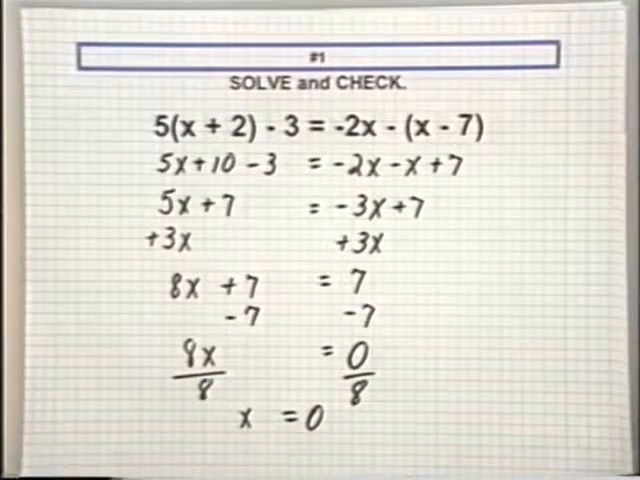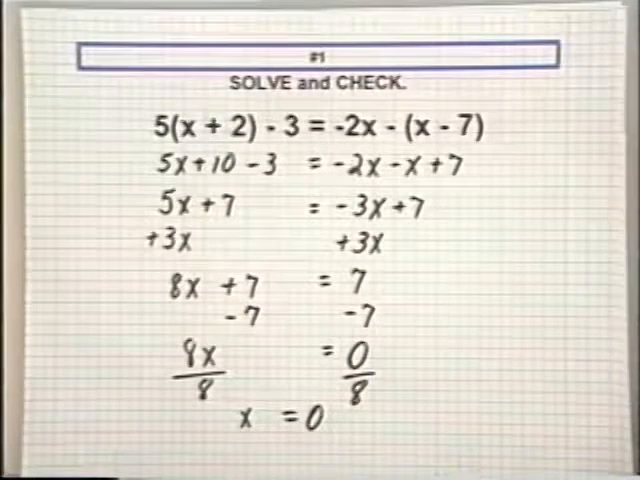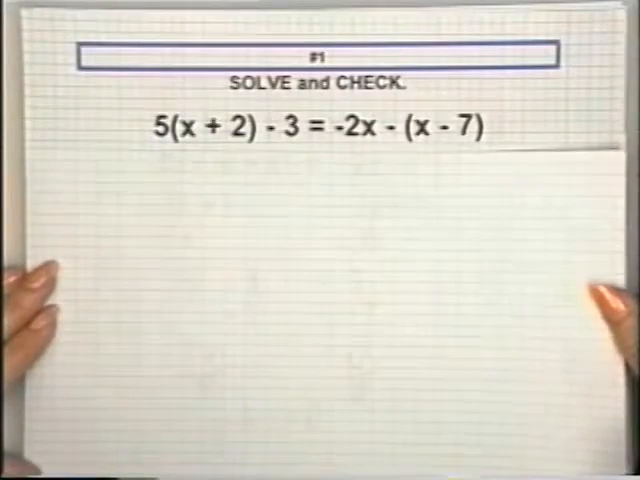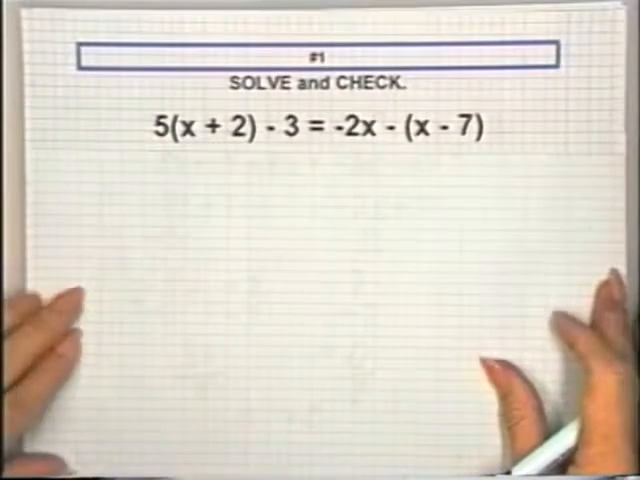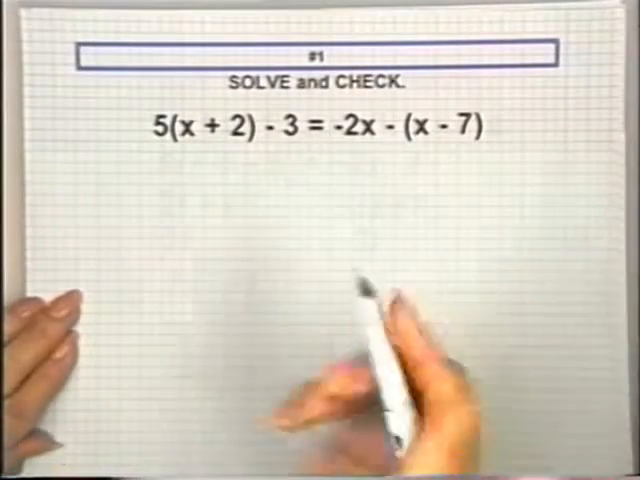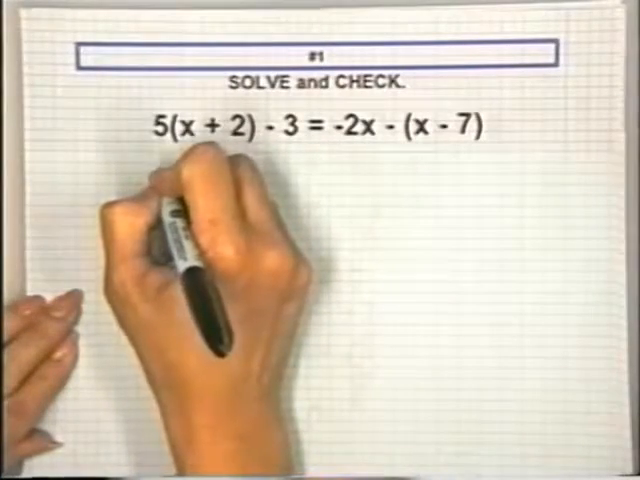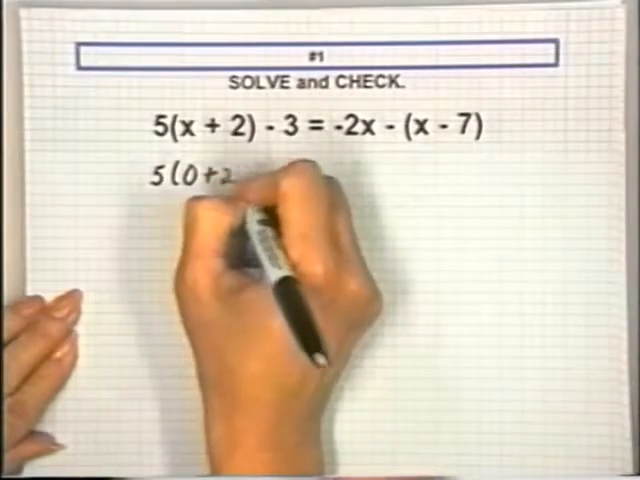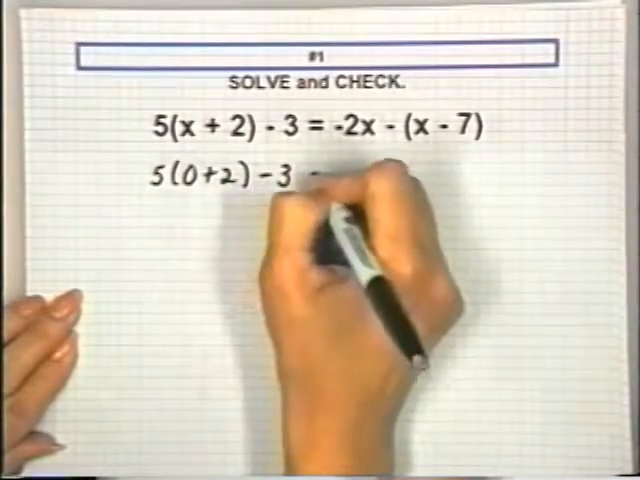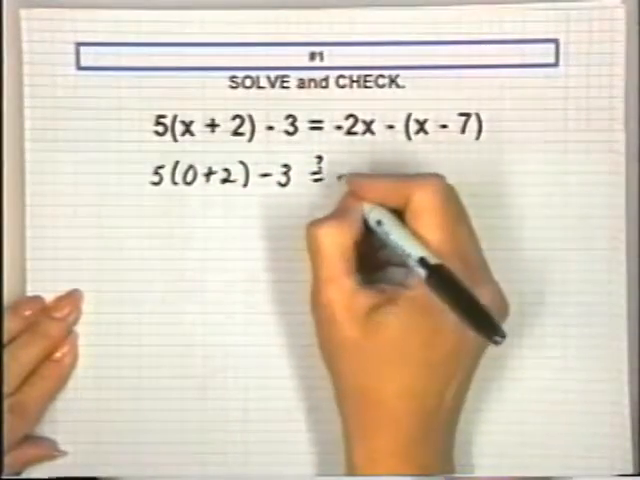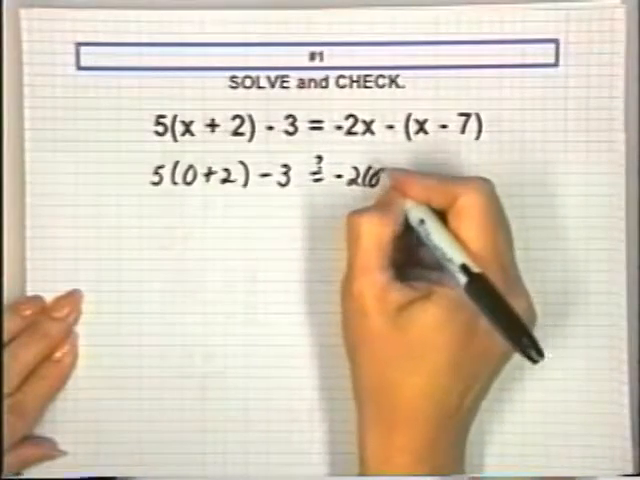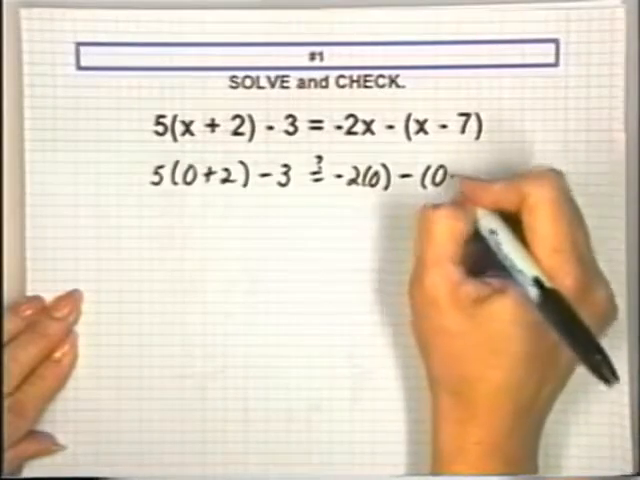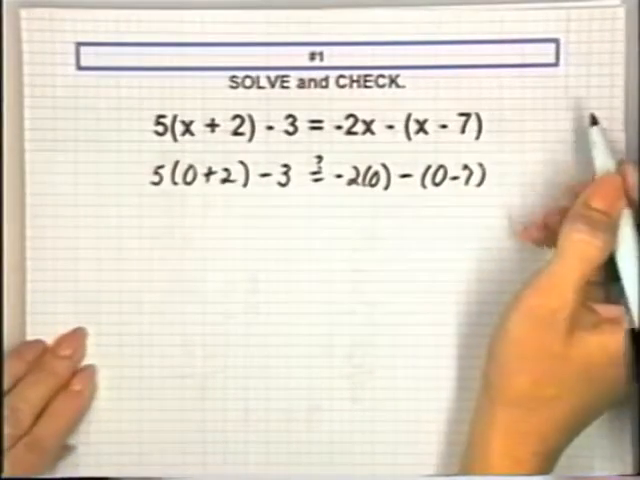Now I need to check to see if 0 is the solution. So in the original equation, I will replace each x with 0. So I will have 5 parentheses 0 plus 2 subtract 3. Does that equal to minus 2 times 0 subtract parentheses 0 subtract 7?